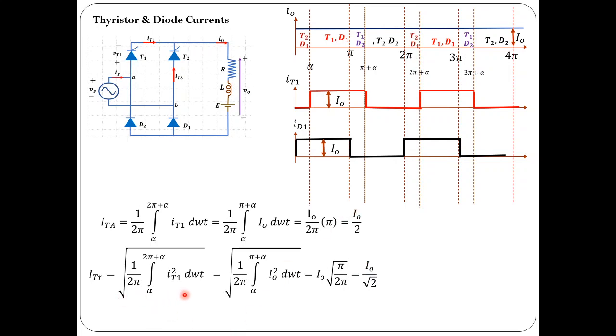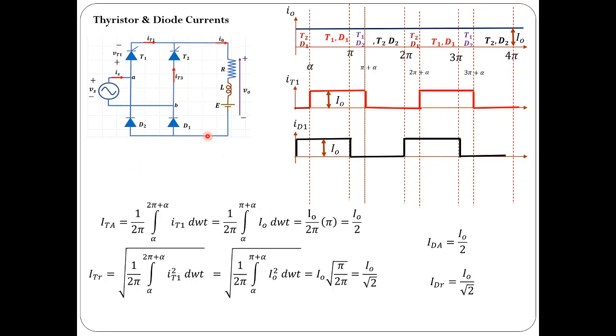This is the formula to compute the RMS value. Square the current through the thyristor, take its mean value, apply the square root, and you will get that value is equal to I naught by root 2 for this particular configuration. Please note that we are making an assumption: the load current is ripple free.